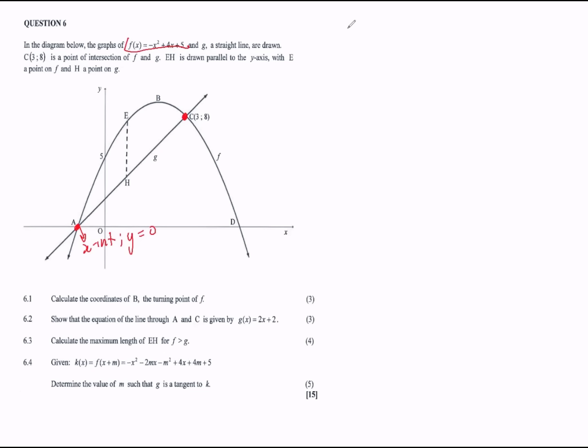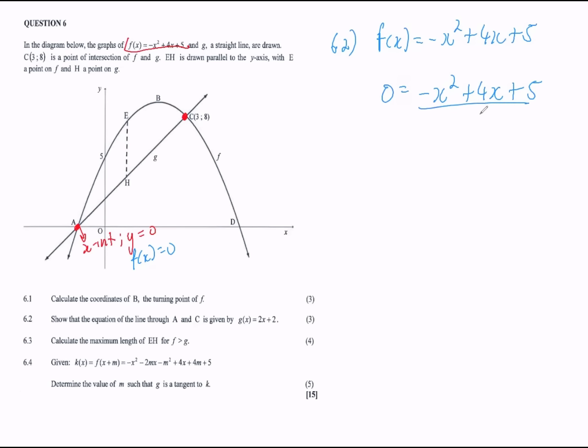So this is how we're going to go about it for our 6.2. We have our f of x equals negative x squared plus 4x and then plus 5. Remember, with the x-intercept, you make your y 0 or your f of x equal to 0. Then you want to put 0 here. We have negative x squared plus 4x plus 5. Now, what do we do? Divide throughout by negative 1. So this is going to be x squared minus 4x minus 5 equal to 0. 0 divided by negative 1 is still 0.